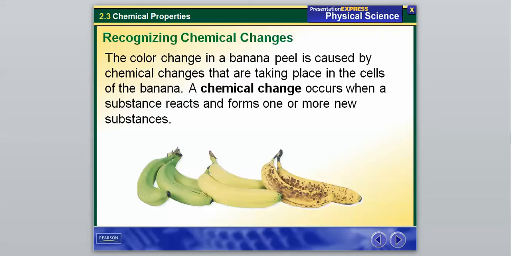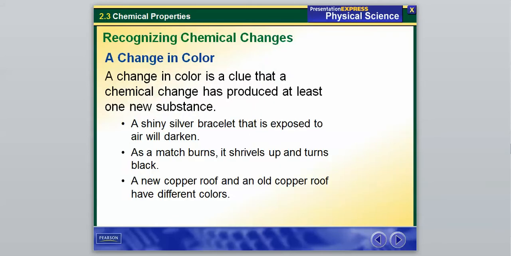Again, it is a change in color. And we have another example of a change in color. Again, it could be a clue that has produced at least one new substance. Same thing that we just mentioned, but we're going to get another example. There are multiple examples here. A shiny silver bracelet that is exposed to air will darken, so that is a color change that shows that a chemical change has occurred. As a match burns, it shrivels up and turns black. Another color change that shows that a chemical change has occurred.